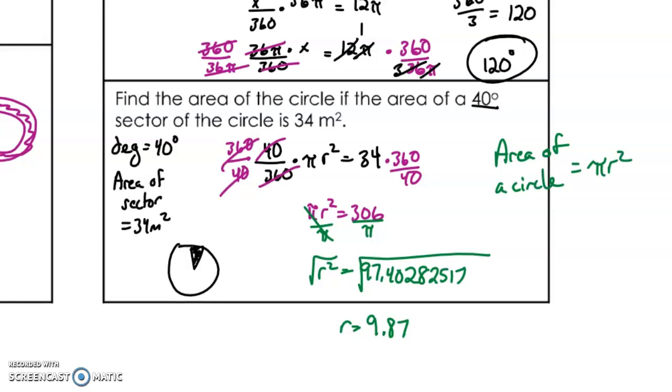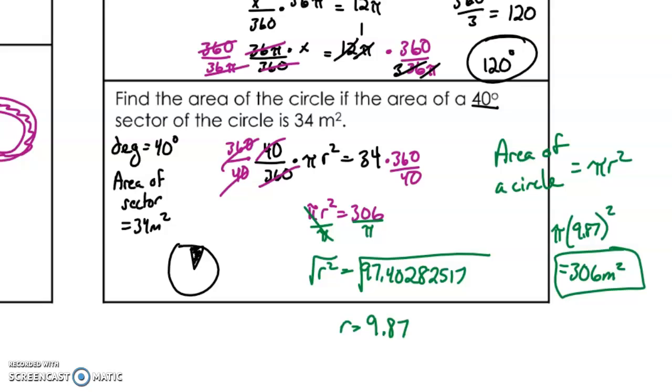So now to find the area of a circle, that was pi r squared. So if we do pi times 9.87 squared, we get 306. Now, do you notice anything? I was kind of showing you the far way to do this, because if you don't notice this rule, you're going to be like, how do I do this? And you can find the radius.